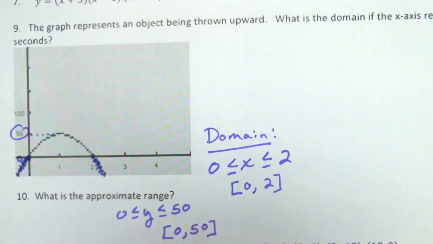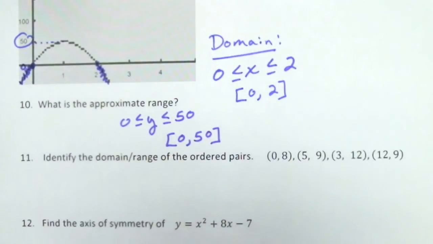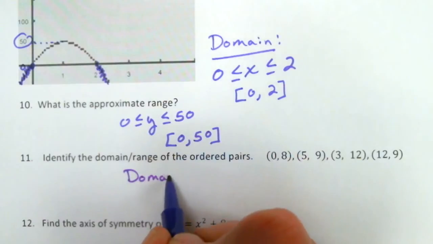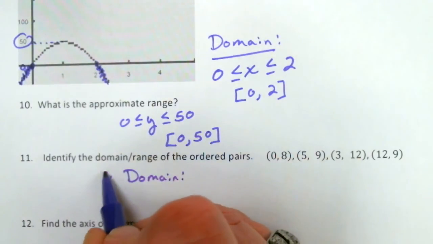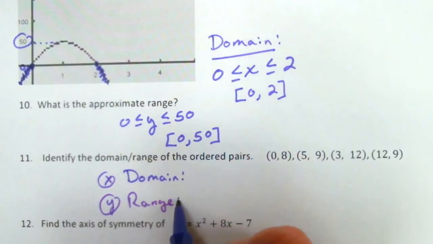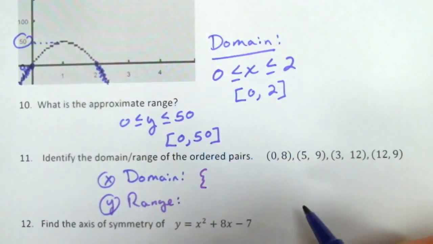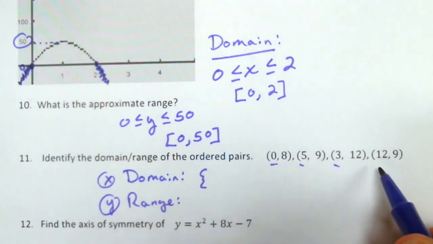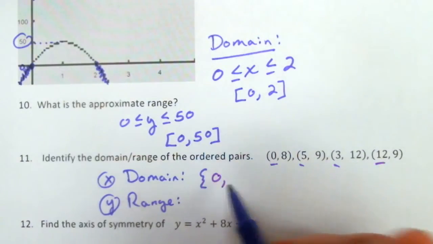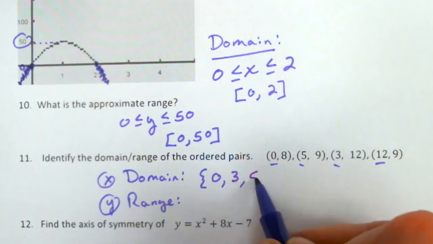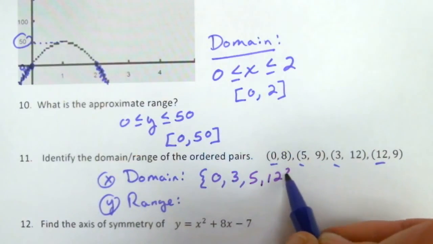Okay. For number 11, identify the domain and range of the set of ordered pairs. The domain, remember, is just x values. The range is the y values. I'll put them in set notation. So the domain is 0, 5, 3, 5, and 12. I like putting them in order: 0, 3, 5, and 12.